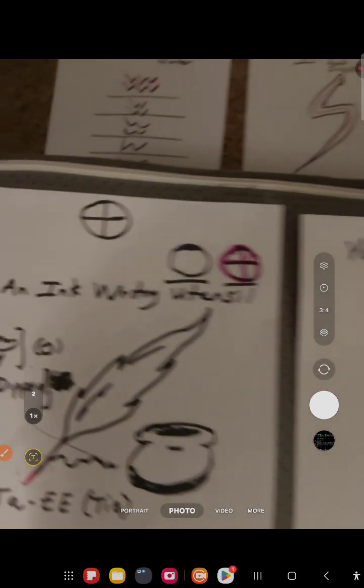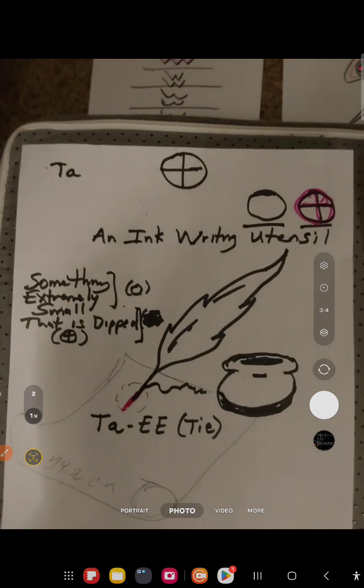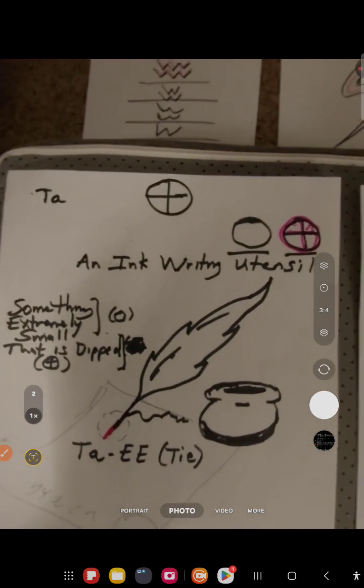YouTube is only giving me 15 minutes to do my videos, so I can't really break these down like I'd like to. But the information is there for you. So anyway, we move on to the ninth letter of the alphabet, which is ta.